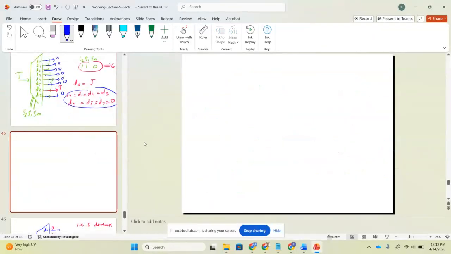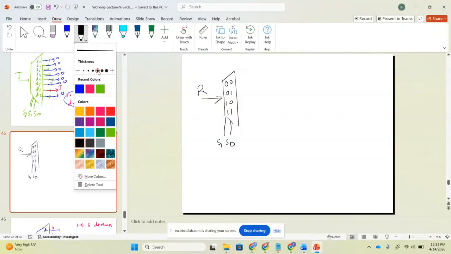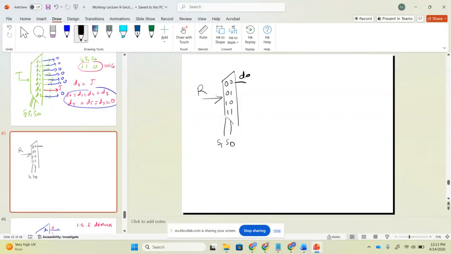Okay, now how can we design this demultiplexer? So let's assume we have another demultiplexer, and this is very simple. Let's assume this input is R, and now we have S1 and S0. For S1 and S0, we have 0 0, 0 1, 1 0, and 1 1. Got it or not got it? So now we have D0, then D1, then D2, and then D3. Clear?